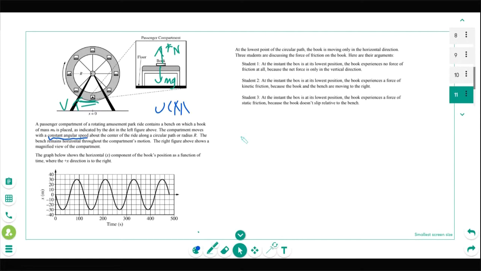There is no horizontal acceleration at all here at the lowest point. Because it's at the lowest point, all those forces are acting completely vertically. So I'm tempted to say student one is good. Student three, the static friction because the book doesn't slip relative to the bench. Yes, it doesn't slip relative to the bench, but what's the force friction has to overcome? There's no sideways force acting on that book, period.